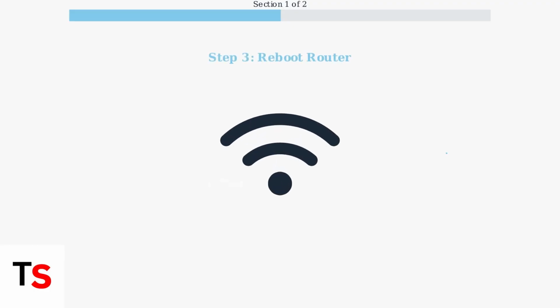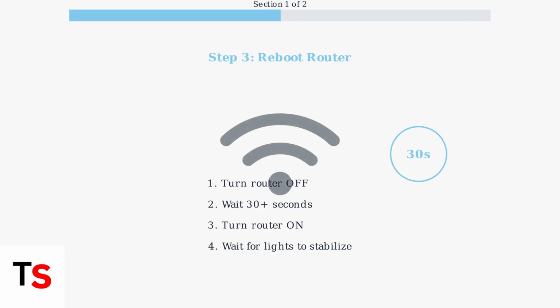The third step is to reboot your router. Turn off the router completely and wait at least 30 seconds before turning it back on. This allows the router to fully reset and can resolve many connectivity issues.